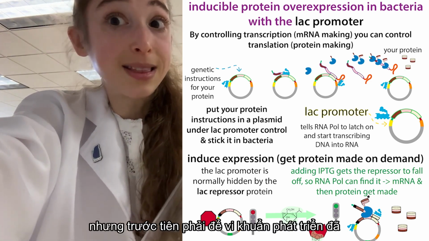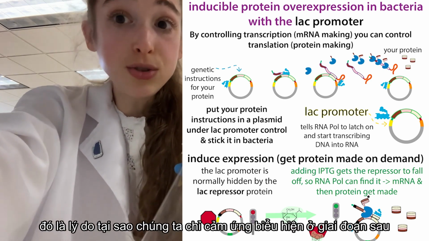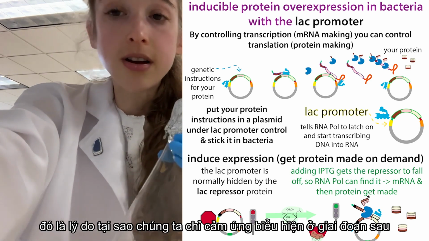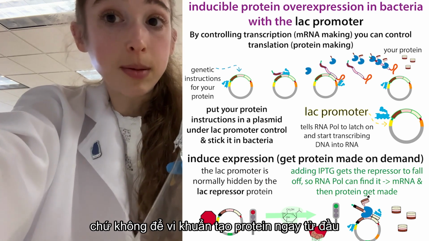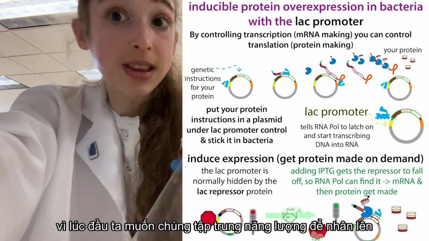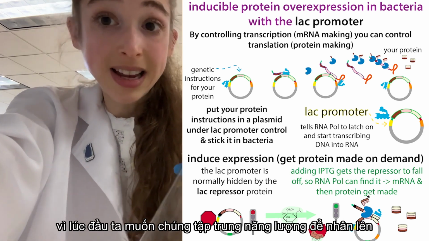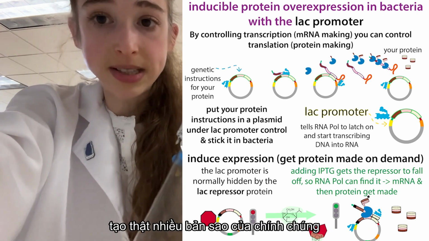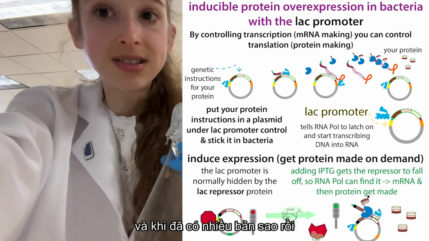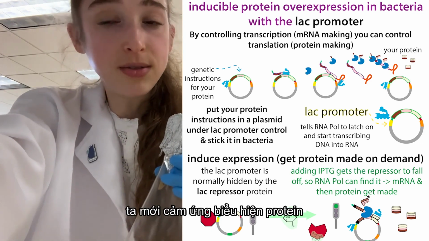But first, we have to let them grow. And so that's why we induce the expression later on. We don't just have them make the protein from the beginning, because we want them to devote their energy to duplicating, so replicating, making lots of copies of themselves. And then when there are lots of copies of them, we induce that expression.